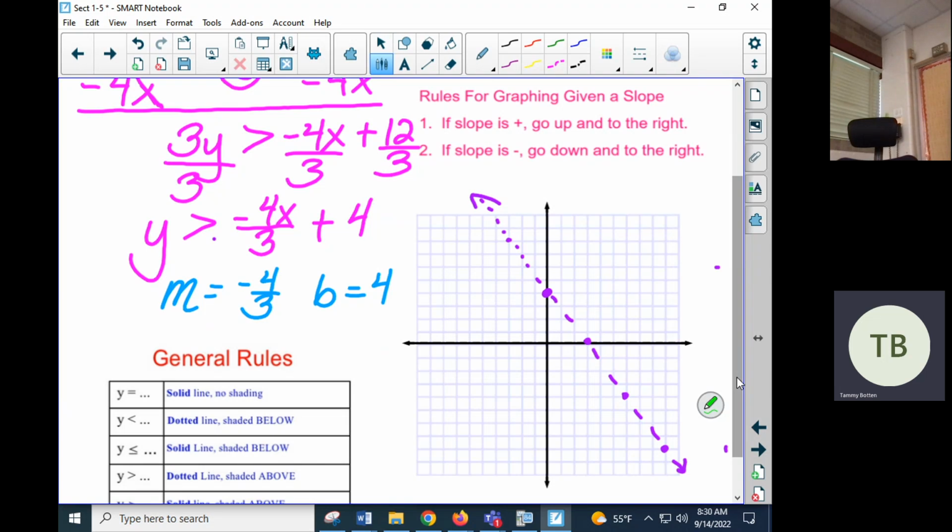If it's greater than, notice down here with greater than, you shade above. Would you guys get that that would be up here? So then this would be where we're shading. Everybody understand that?